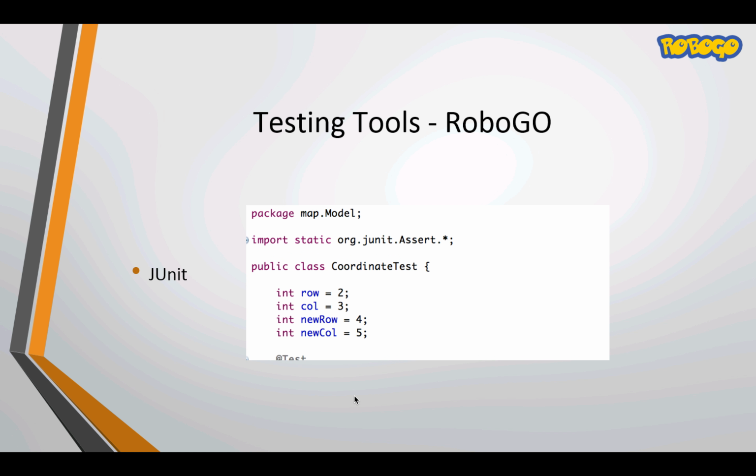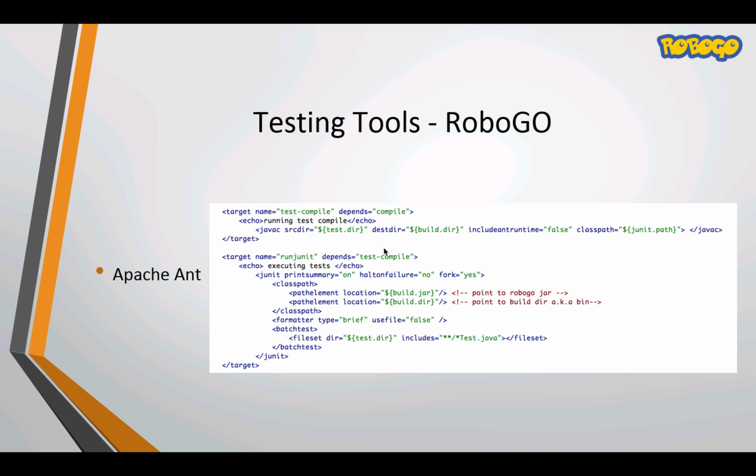This is an example of JUnit being used in our project. As you can see, we have imported the JUnit framework. And for Apache Ant, this is a part of our build file. First, we compile the test cases, the test classes, followed by running them. The good thing about this tool is that we can run multiple test cases in one go.